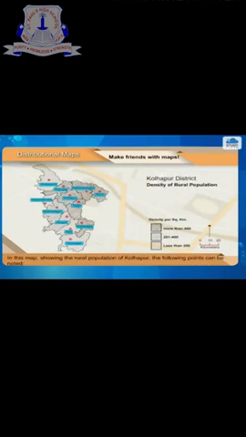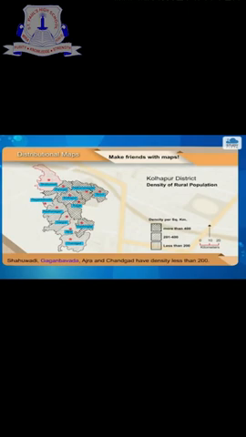Make friends with maps. In this map, showing the rural population of Kolhapur, the following points can be noted. Density is more than 400 over the center and eastern part of the region, decreasing to less than 200 in the extreme north and south.